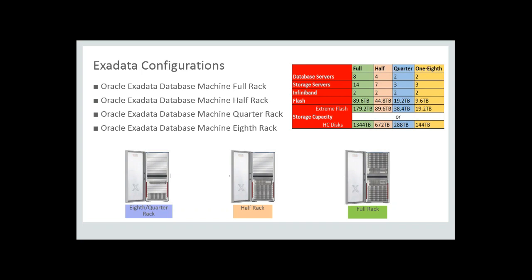Similarly, in a storage server, you will get half of the disks disabled. That means each storage server has 12 disks, and only 6 disks will be enabled in the 1/8 rack machine. Similarly, in case of Extreme Flash, half of your flash will be disabled. That means hardware-wise there is no difference between a quarter and 1/8 rack. You will get similar hardware. The only difference is that half the cores in the database server are disabled, and half the number of disks and flash in the storage servers are disabled.